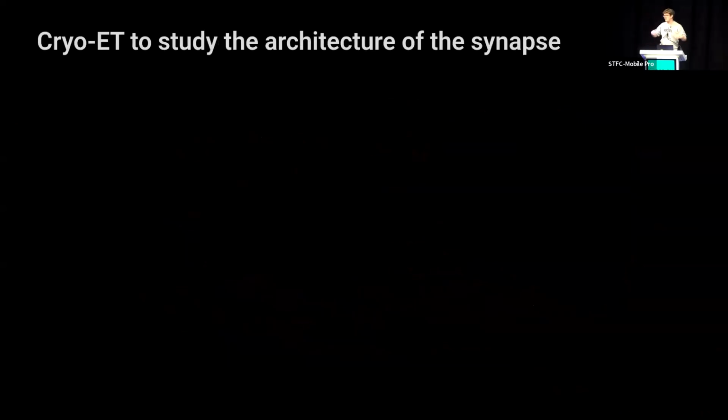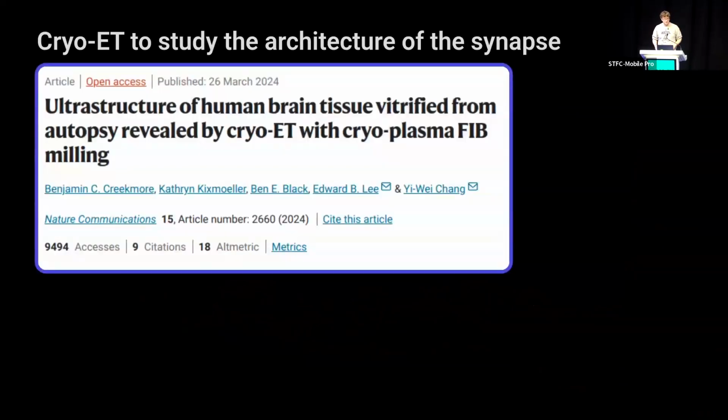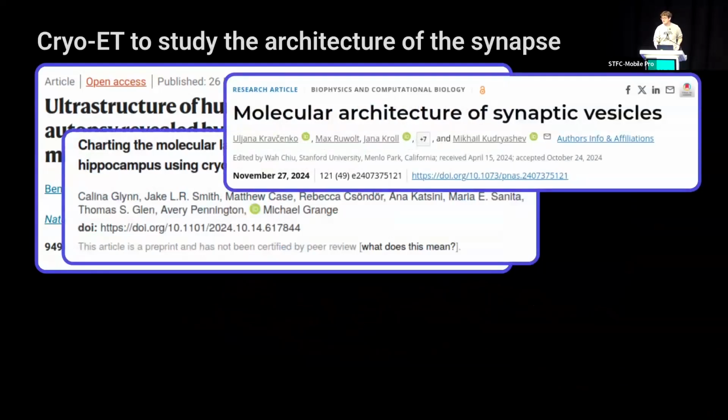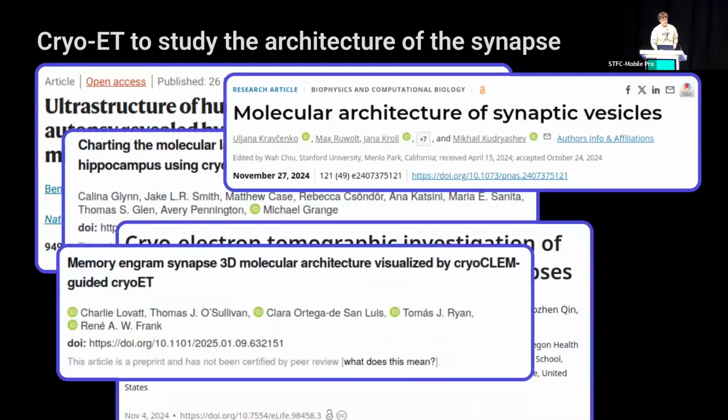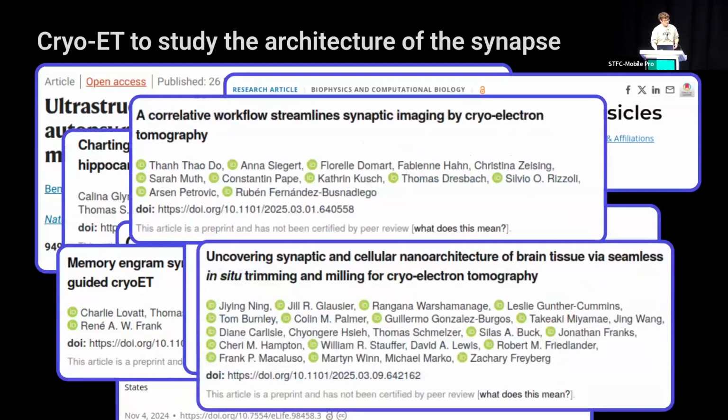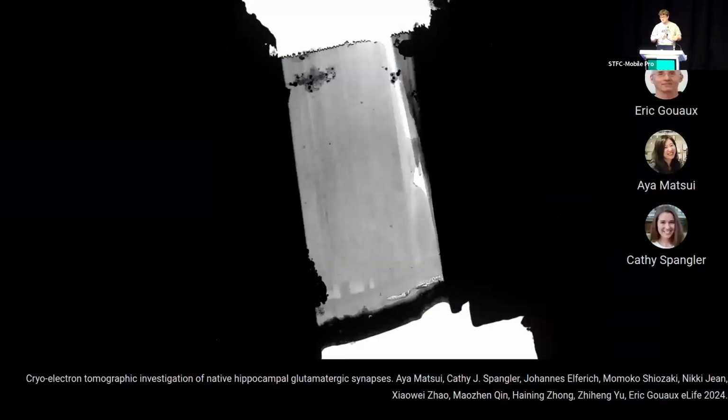And that is a very innovative idea, which is why in the last 2 years, there have been paper after paper of people doing cryo-ET of synapses, right? And as a representative example, I'm going to show some work that I was involved in. This is work together with Eric Guo and Aya Matsui and Kathy Spangler in Portland, Oregon. And what you see is a lamella from vitrified mouse brain. In this case, a FIB and the ion beam was used to basically ablate the material on top and below of this thin slice.